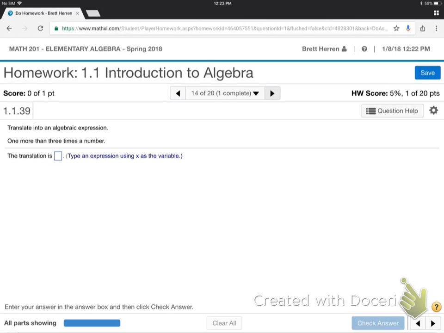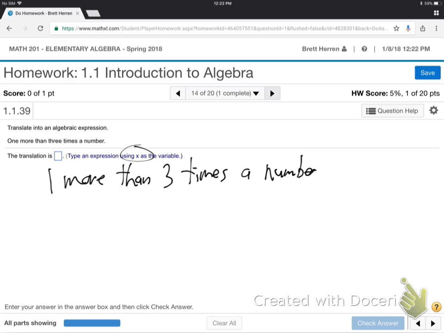Okay, so it says 1 more than 3 times a number. And it wants me to use x. See how it says there, use x as your number? So the number thing, that's going to be x. All right, so 1 more than 3 times a number. What do I do with that? 3x plus 1. Yeah, what does the more do? Add. The more is add.